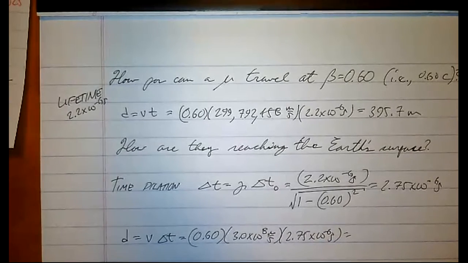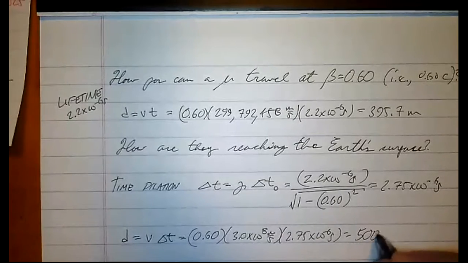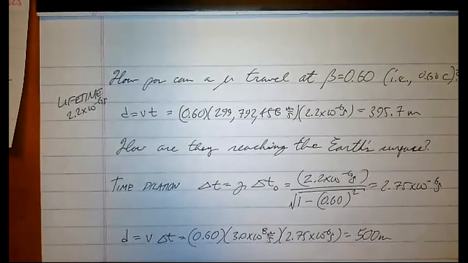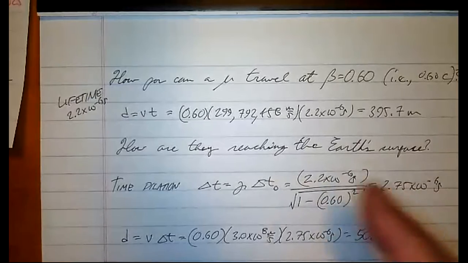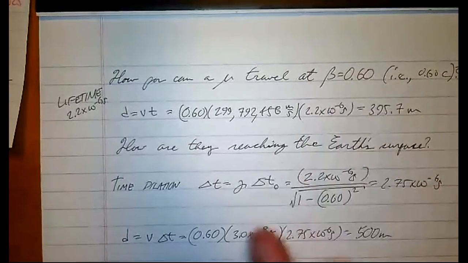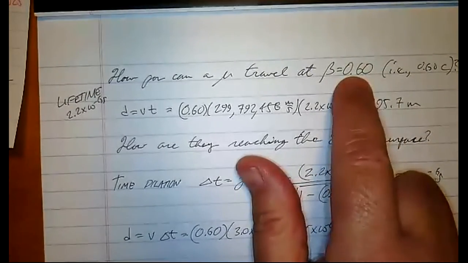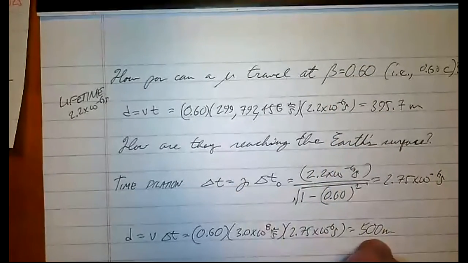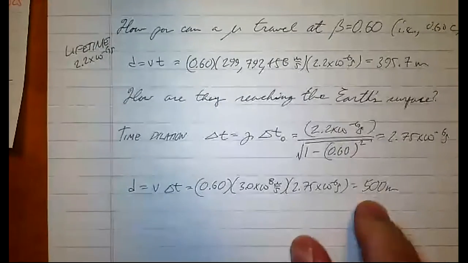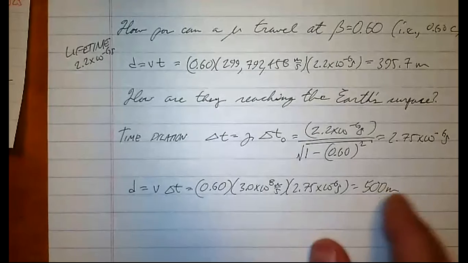So now I'm going to do 0.6 times 3 exponent 8 times 2.75 e to the negative 6. And actually that gives me still like 500 meters. So at 60% of the speed of light, it's still not fast enough to make it to the surface of the Earth. So that one must have been one created as a secondary reaction or something like that, since it was only moving at beta equals 0.6. This was the reason I didn't want to use beta equals 0.6, because I thought it would have given me a distance of smaller than 1500 meters, as it did.